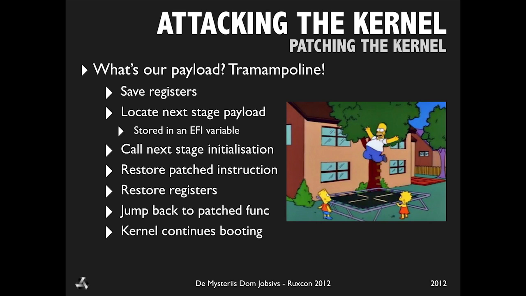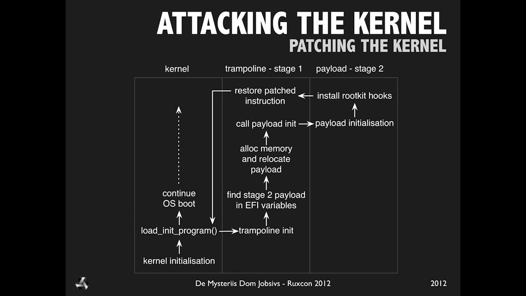So what we're going to put in there is a trampoline payload, as I said before. It's just a little payload that saves the state of the CPU, locates its next stage payload, stored in an EFI variable in this case, calls the initialization routine of that next stage payload, and restores the patched instruction that we used to get execution in the first place, so that we can jump back to the kernel and let it continue without crashing, which is probably good. Then it restores the state of the CPU, jumps back to the patched function, and the kernel continues booting like nothing has happened, and everybody is owned.